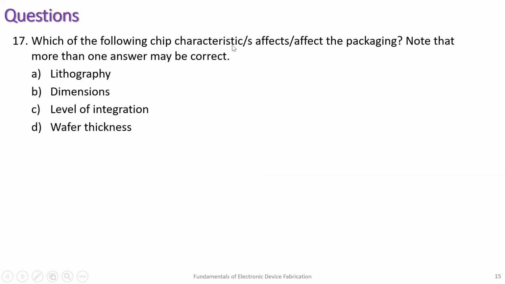Which of the following chip characteristics affects or affect the packaging? Note that more than one answer may be correct. In case somebody is not remembering what is meant by packaging: once we have the wafer and we have identified the functional dies, each of these small squares will be cut down using scribed lines, and these small squares will be placed onto the package. After they are placed onto the package, they will be given electrical contacts or leads, and finally they will be packed. If anybody who has opened their motherboard or has worked in an electronic lab might know, there will be small black colored chips or dies with multiple leads coming out of them. So that is what is meant by a package.